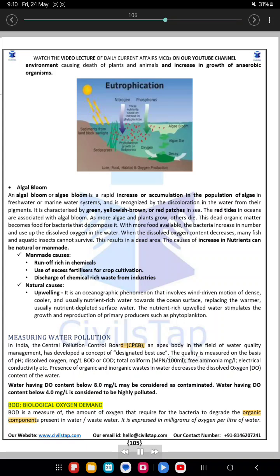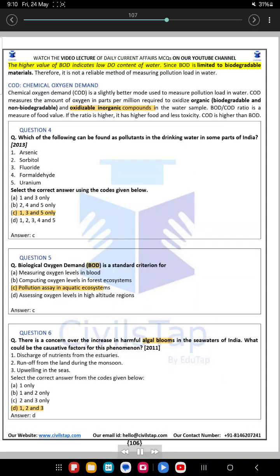BOD, biological oxygen demand. BOD is a measure of the amount of oxygen required for the bacteria to degrade the organic components present in water and wastewater. It is expressed in milligrams of oxygen per liter of water. A higher value of BOD indicates low DO content of water. Since BOD is limited to biodegradable materials, it is not a reliable method of measuring pollution load in water.